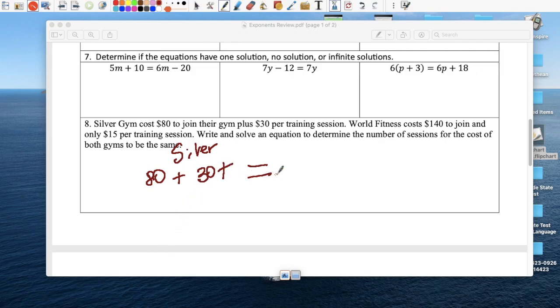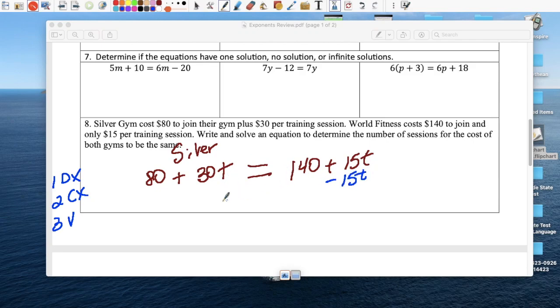30 times t. World Fitness is going to ask me for $140 up front, and then they're going to say, hey, every time you come, we charge you $15 per training session. When will these two be equal to each other? Well, let's go solve our equation. So 1, distributive property. No. 2, combine like terms. No, because I can't combine these two, and I can't combine these two. 3, are there variables on both sides? Yes. Which one's the smaller? This one's 30t and this one's 15t. So let's get rid of the 15t.